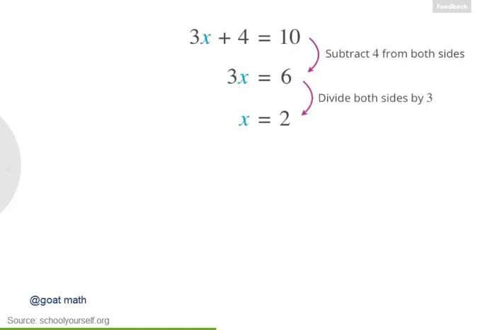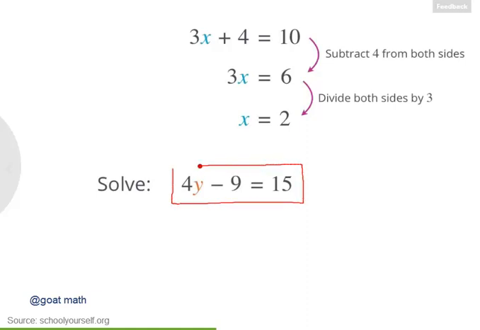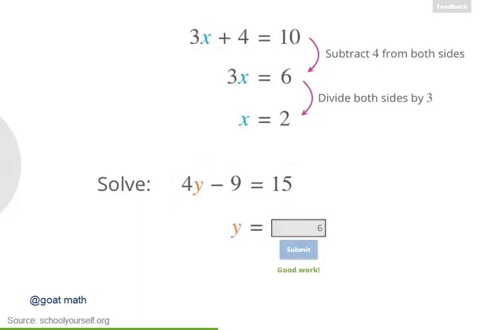Try using this step-by-step approach on another equation. 4y minus 9 equals 15. Can you solve for y? Exactly, so y equals 6.